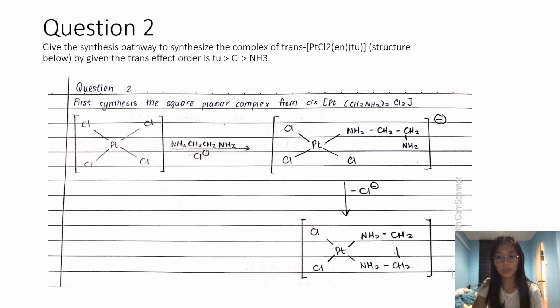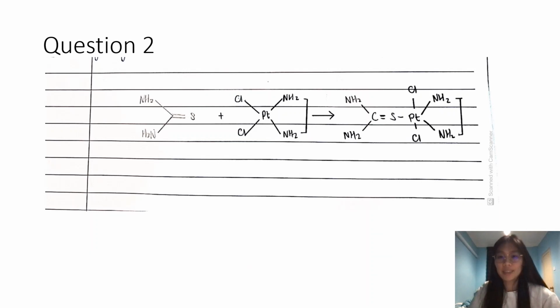Thus, Tu, which is thiourea, is larger than Cl, and Cl is larger than ammonia. When Tu approaches the square planar complex, it will form a trigonal pyramidal geometry, which is shown on the next page. Since thiourea, also known as Tu, is a good nucleophile, when it is coordinated with the metal, the metal will transfer its electron to the empty p orbital of sulfur. As it is a good nucleophile, it occupies the equatorial position in the trigonal bipyramidal intermediate.